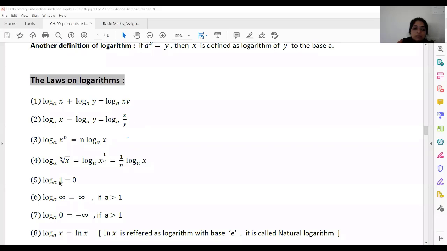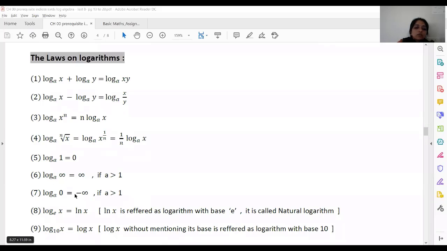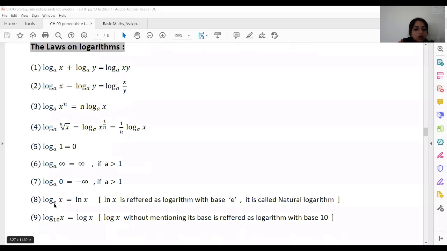Dear students, log 1. For any base, log 1 is 0. Log infinity is infinity if your base is greater than 1. Log 0 is minus infinity, again if your base is greater than 1. Now the next, and last, log base e. This e is known as the natural logarithm. Then we can represent it as ln x. And if your base is 10, that is the logarithm with base 10, then we represent it in the form of log. Please remember, this ln we represent only for the natural logarithm, right?